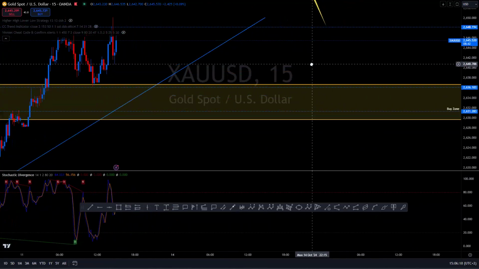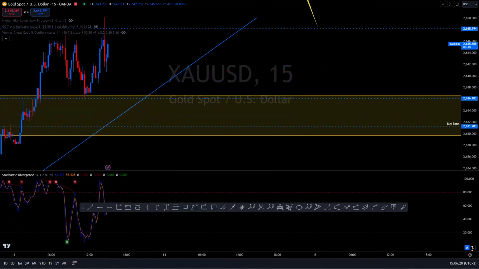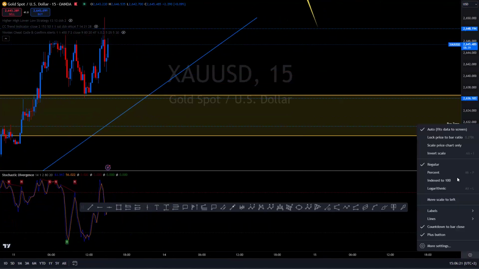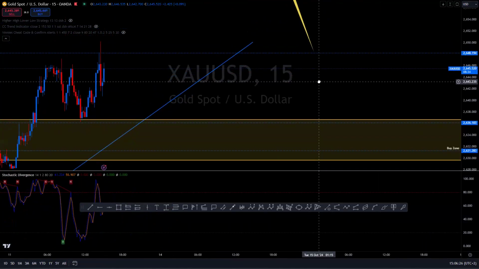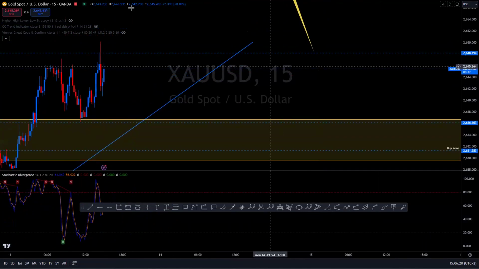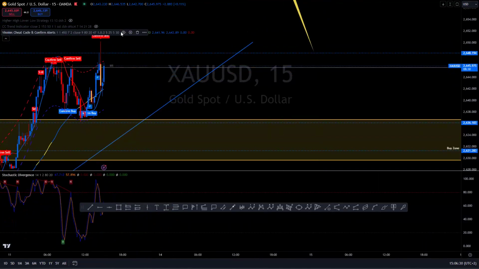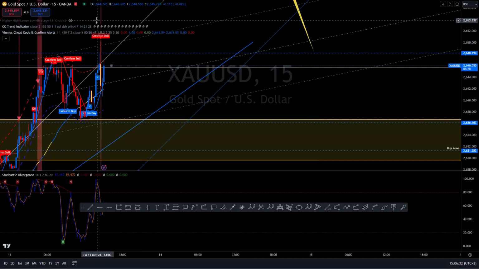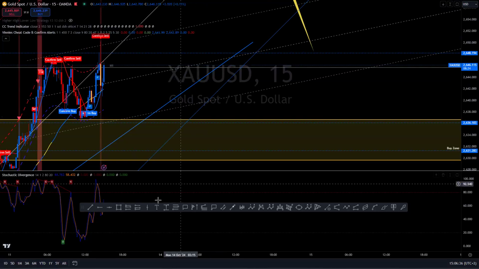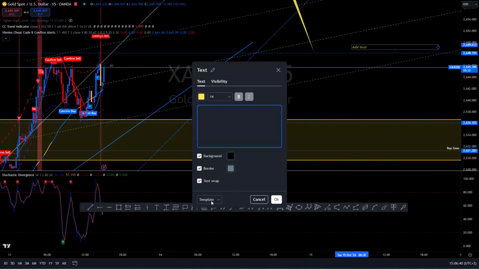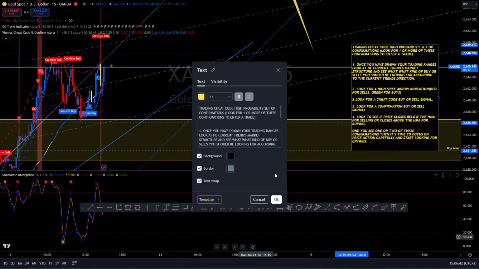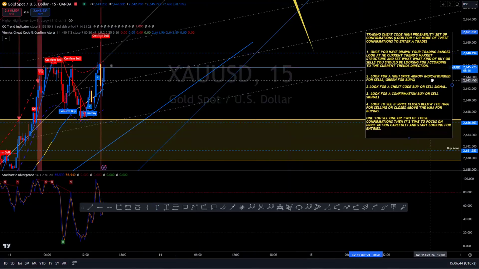So we're going to kind of do it like this. We can kind of pull it down to here. Now, we'll turn on our cheat code indicator and our CC trend indicator. Now, the next thing we're going to want to do is put our rules in place. That way we know our rules and confirmations for this strategy, which is right here.